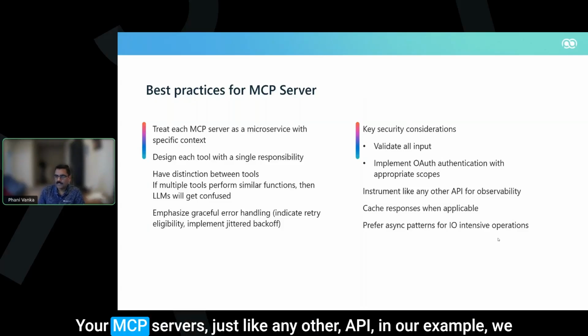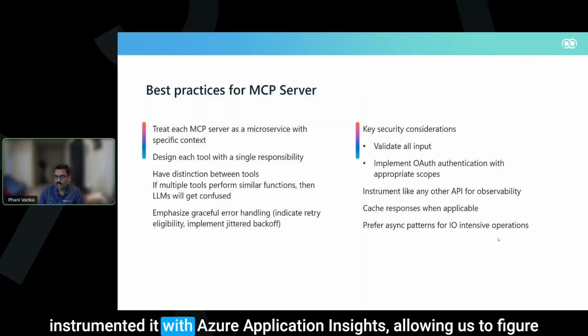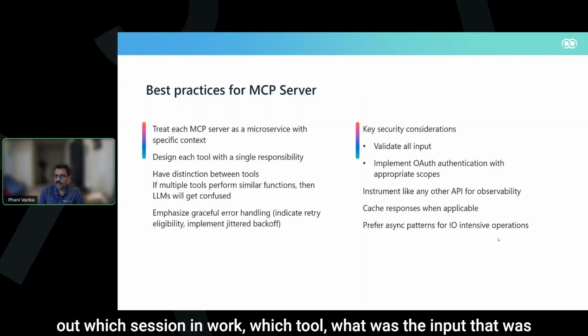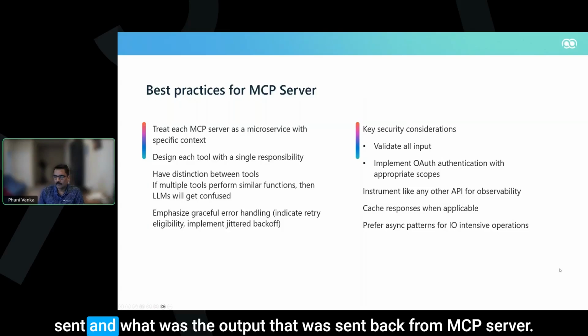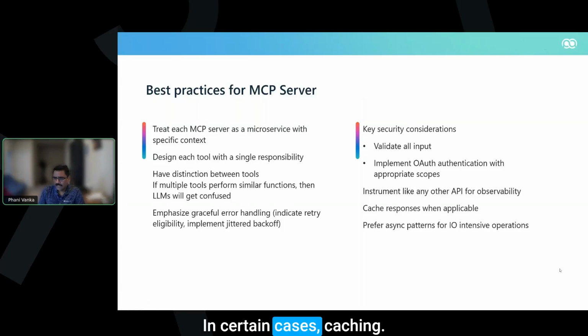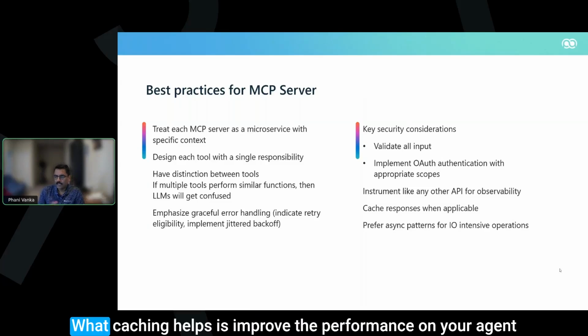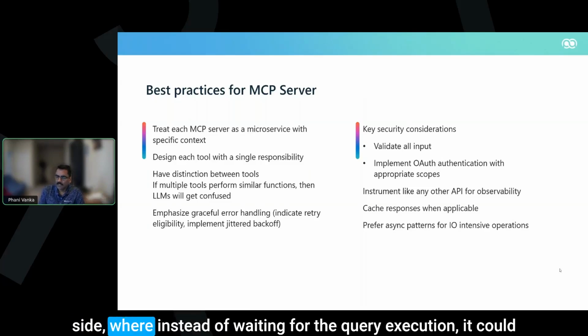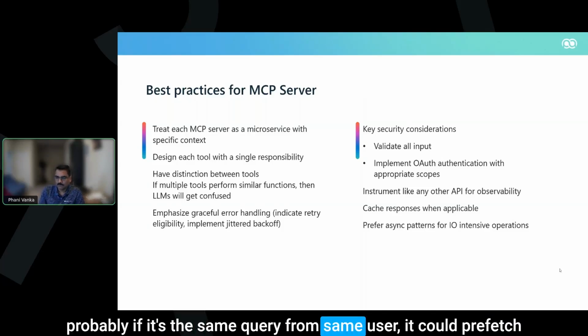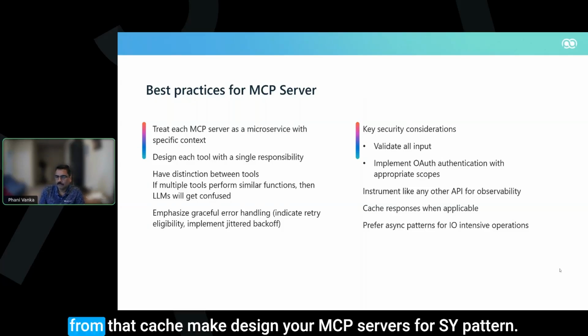Instrument your MCP servers just like any other API. In our example, we instrumented it with Azure Application Insights, allowing us to figure out which session invoked which tool, what was the input that was sent, and what was the output that was sent back from the MCP server. In certain cases, caching might be appropriate, so you would want to think about that. What caching helps is improve the performance on your agentic side, where instead of waiting for the query execution, if it's the same query from the same user, it could prefetch from that cache.